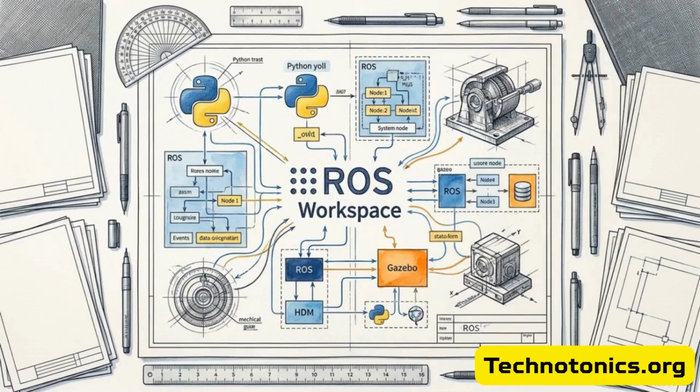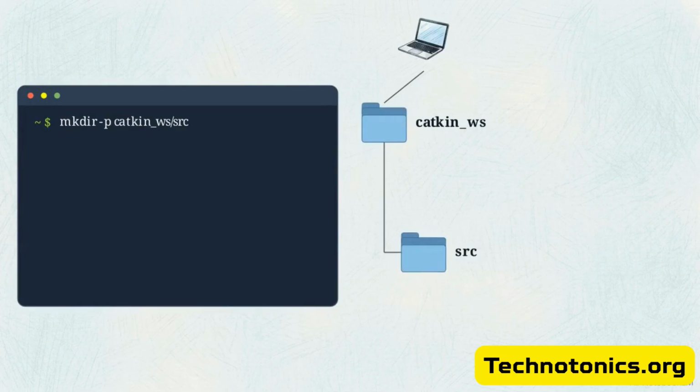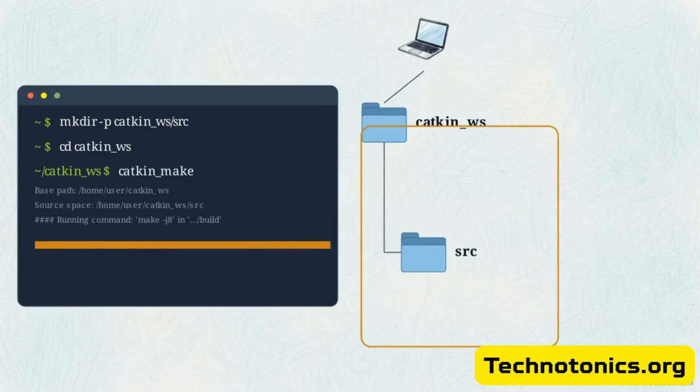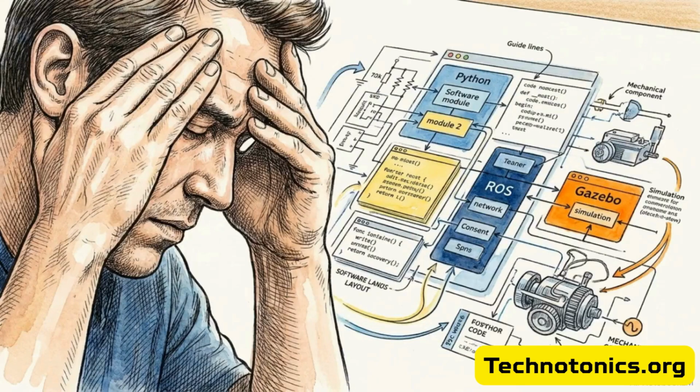Step 1 is building your ROS workspace. This is the central directory where all your custom packages and robot code will live. Looking at this folder tree, we start by creating a catkin_ws directory with a src folder inside it using the mkdir -p command. Then cd into that new workspace. Next, run catkin_make to compile the workspace, generating the build and devel folders.